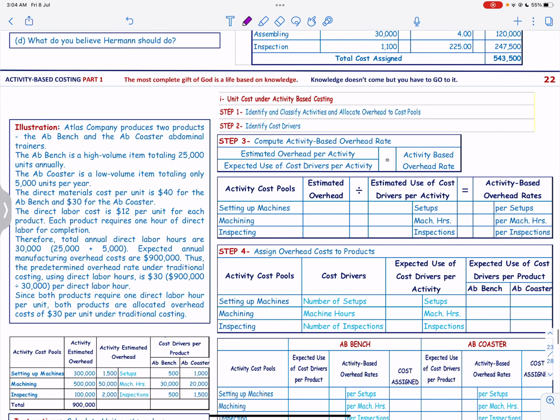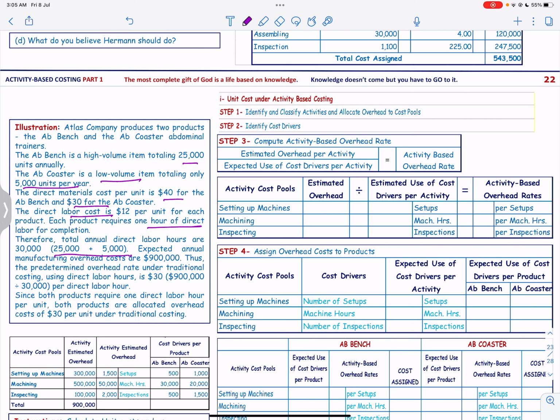Atlas company produces 2 products, ab bench and ab coaster abdominal trainers. The ab bench is a high volume item totaling 25,000 units annually. The ab coaster is a low volume item totaling 5,000 units per year. Direct material is given to us for the ab bench, and for the ab coaster direct labor is given to us. Each product requires 1 hour of direct labor for completion. Therefore, the total annual direct labor hours is 25,000 plus 5,000, that is 30,000.